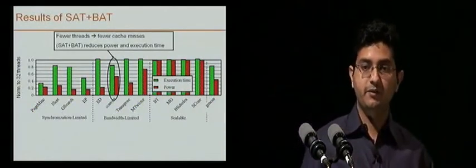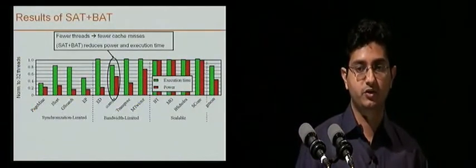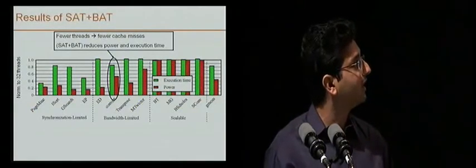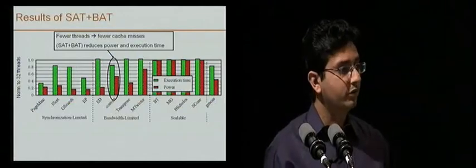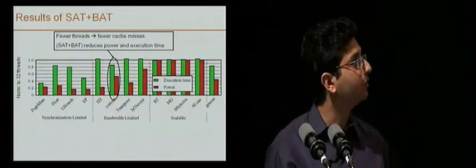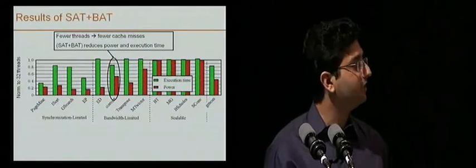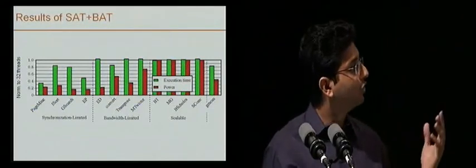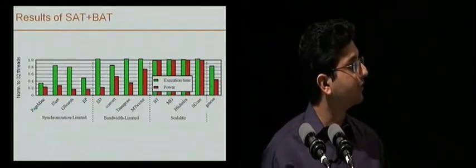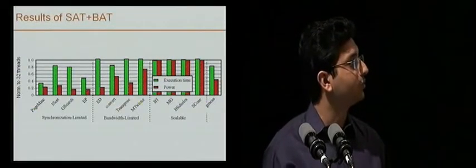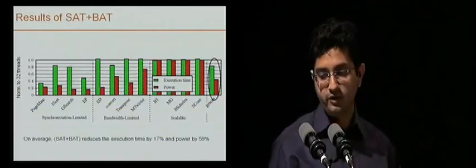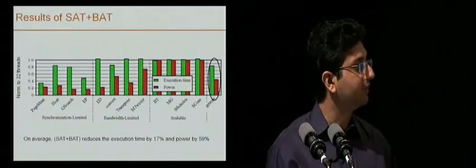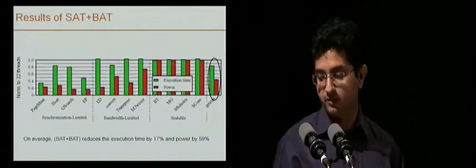In convert, having too many threads causes thrashing in the cache. So when we choose a smaller number of threads using SAT plus BAT, we actually not only reduce the bandwidth requirement, but also reduce the number of cache misses, which leads to savings in power as well as execution time. As you can see, for scalable workloads, SAT plus BAT did not impact power or execution time. And on average, SAT plus BAT reduces the execution time by 17% and the power in the cores by 59%.